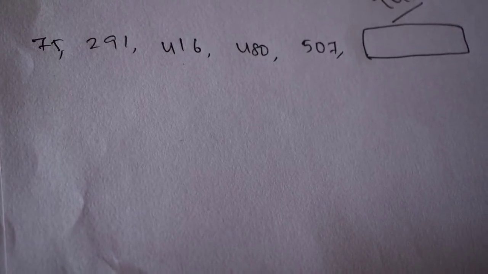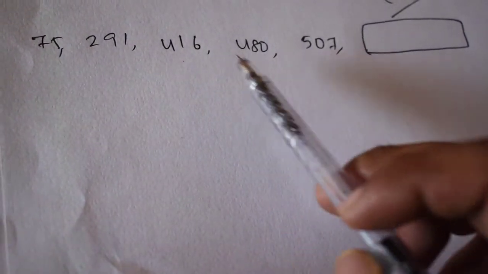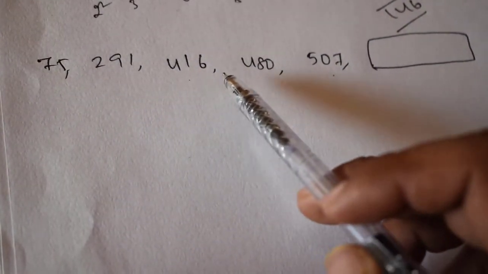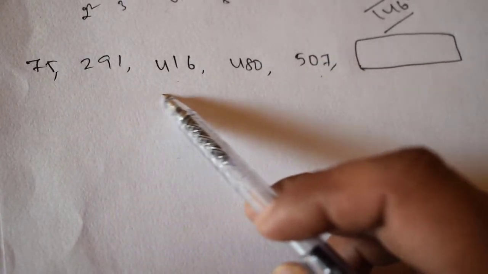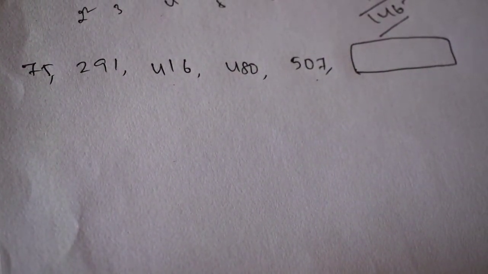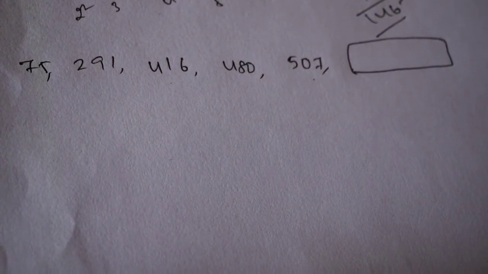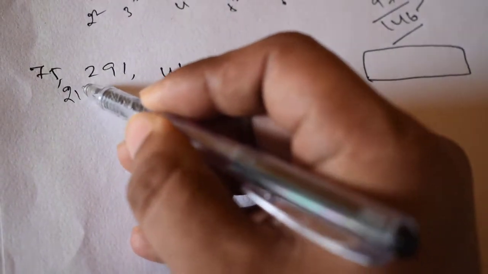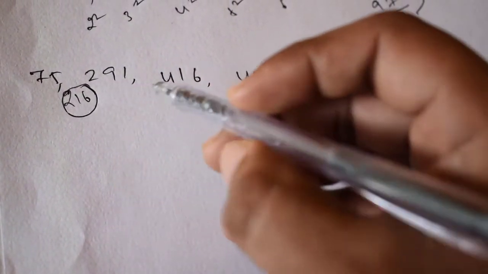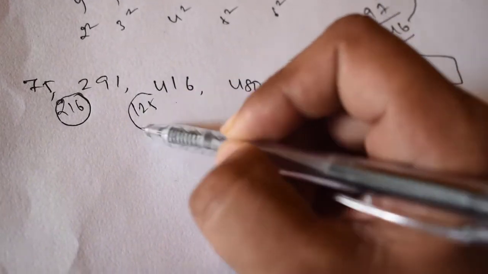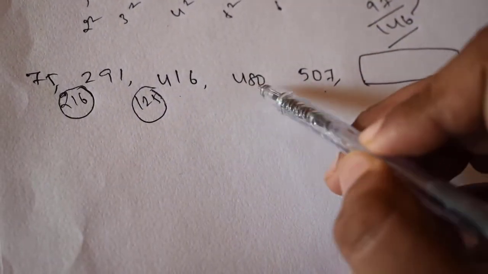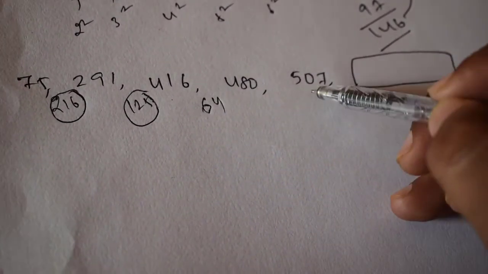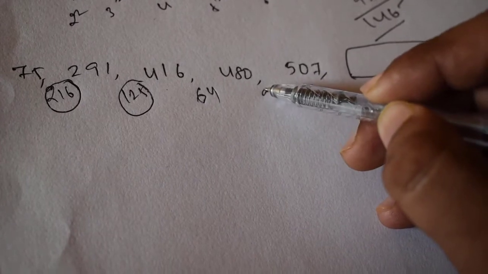Here is another example, 75, 291, 416, 480 and 507. When you see this, it is increasing more, but as you go on, the increase in the numbers is getting smaller. So here no multiplication is seen, only addition or subtraction. The difference between 75 and 291 is 216. And here it is 125. 480 minus 416 is 64. Then 507 minus 480 is 27.